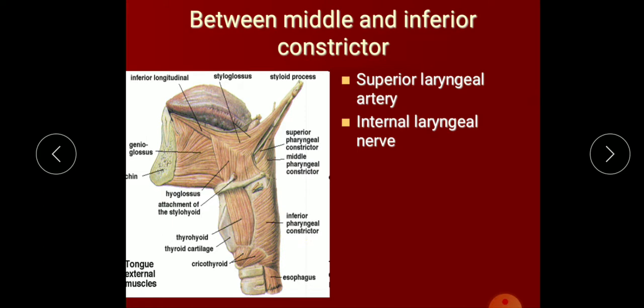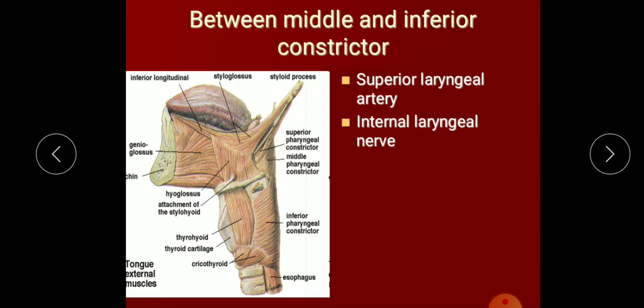So this superior laryngeal artery is a branch of what? It's a branch of the superior thyroid artery. And this internal laryngeal nerve is a branch of what? It is a branch of the superior laryngeal nerve, which in turn is a branch of the vagus. Do you remember that? Vagus is the 10th cranial nerve which you find in the carotid sheath. Within the carotid sheath it gives many branches in the neck.